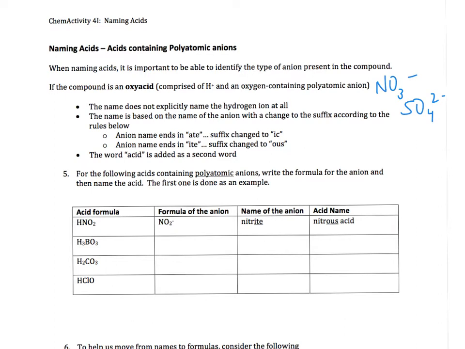Now, how do we name it? So first of all, the name does not explicitly name the hydrogen at all. So unlike in the previous examples where we were looking at hydro something, we're just not going to name the hydrogen at all. The name itself is based on the name of the anion, changing the suffix according to these rules. If the anion name ends in ATE, then the suffix gets changed to IC. If it ends in ITE, it gets changed to OUS. And then we just add the word acid at the end.